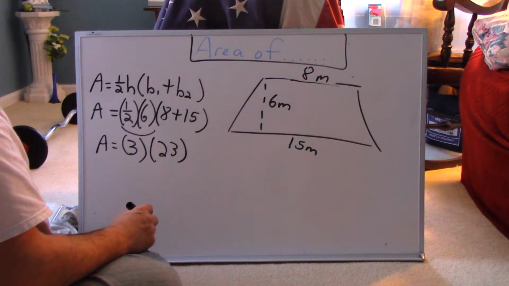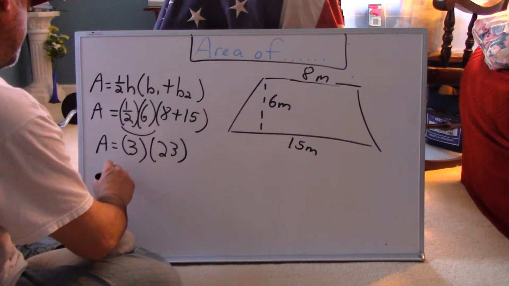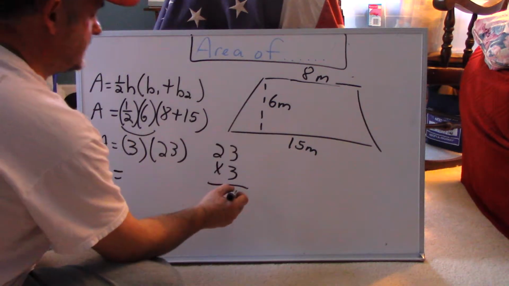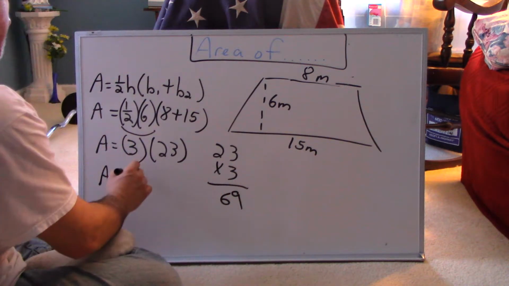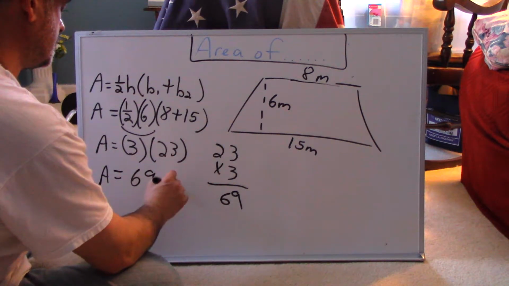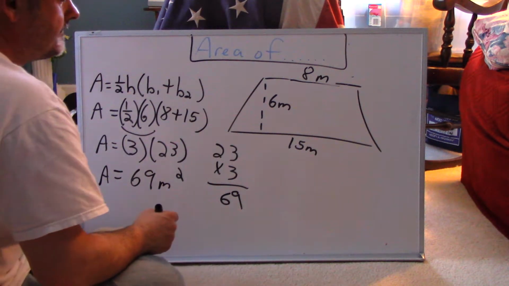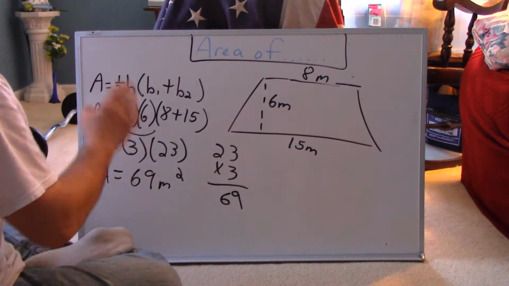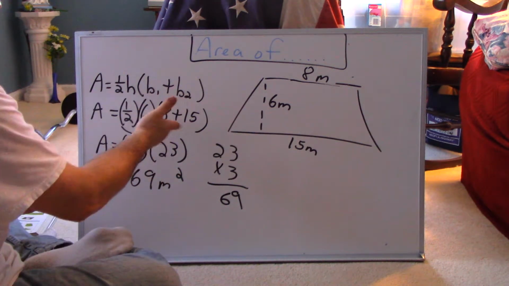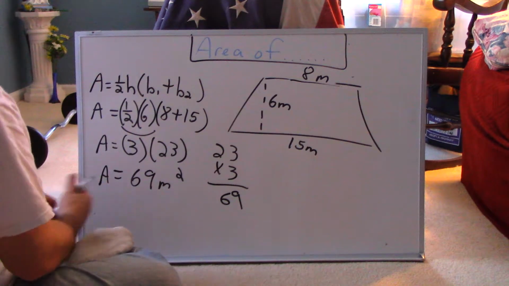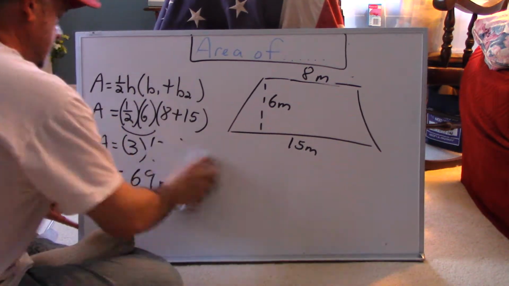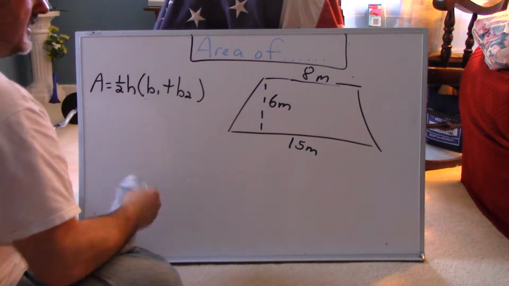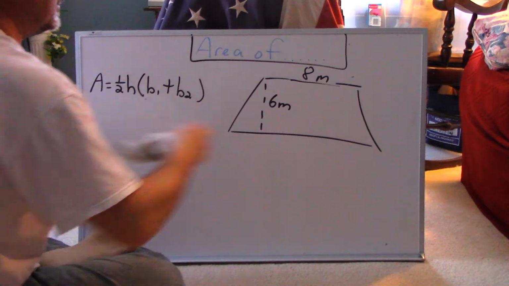Okay? Now we just multiply the two of them. 23 times 3. 3 times 3 is 9. 3 times 2 is 6. 69. 69 meters squared. That's it. So I did 1/2 the height, which is 6, times the base 1 plus the base 2. So I added the 8 and the 15, which is 23, and I multiplied it times 3. That was it. All right, let's do another one. And I'll do the other type of trapezoid too, just so you can see both. But I want to do another one of this type first.